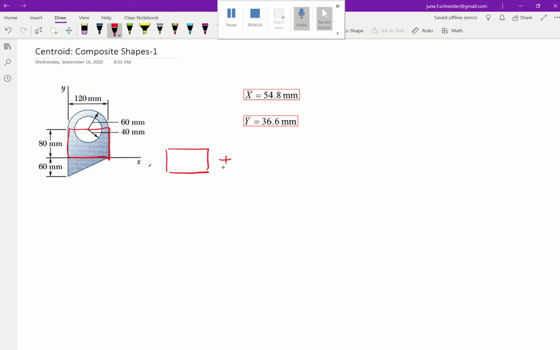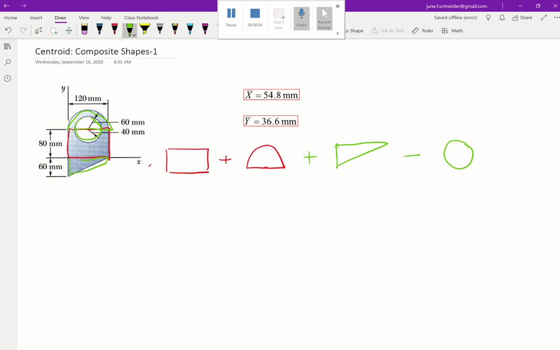Then we also have a semicircle on the top of this rectangle. Then we also see there's a triangle below the x-axis right here. Then we are going to subtract this circle right here. So those are the four shapes we observe.